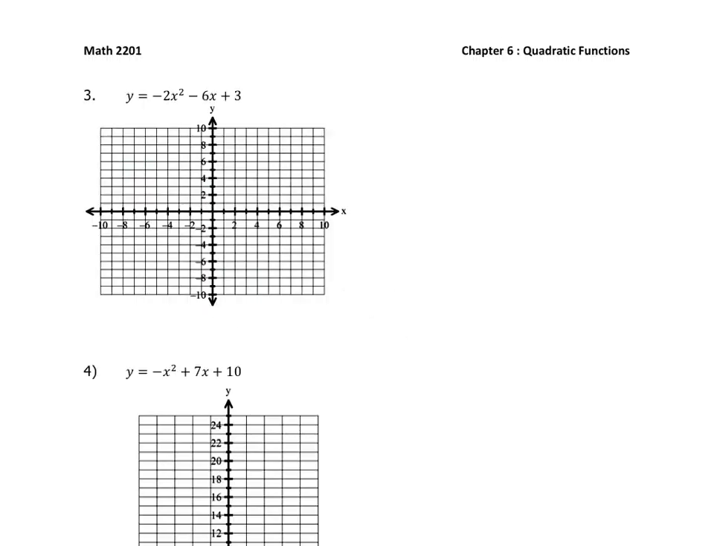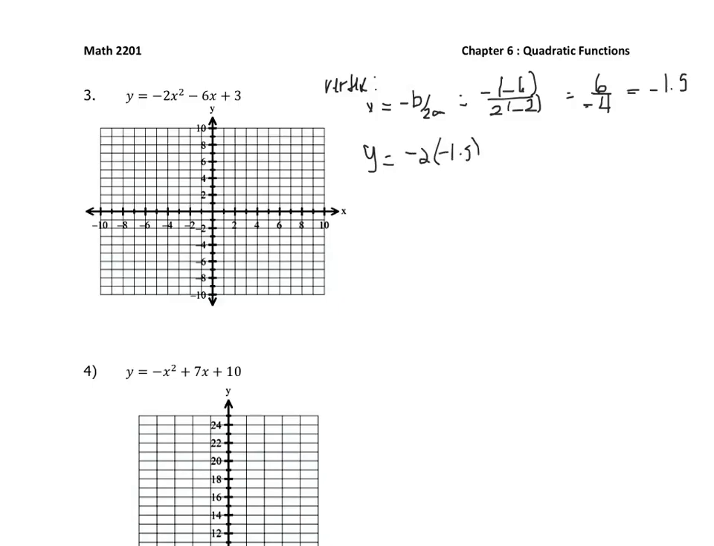Okay, so the next one, same idea. The vertex would be x equals negative b over 2a, which will be the negative of -6 over 2 times the -2, which is going to be 6 over -4. Or you might want to put this in decimal form, so -1.5. And then if you plug it in, that would be -2 times the -1.5 squared minus 6 times the -1.5 plus 3. If you work that out, use our calculator now.